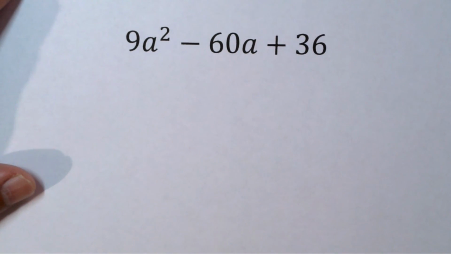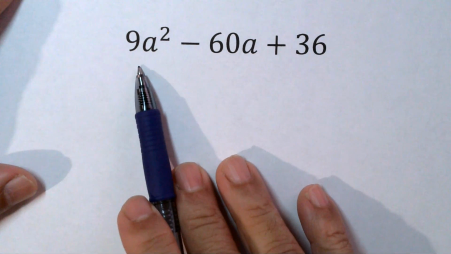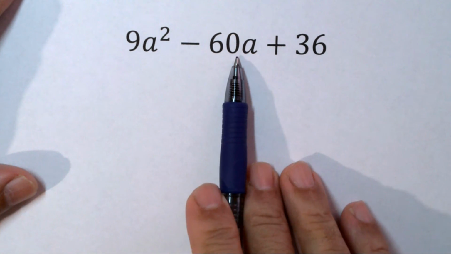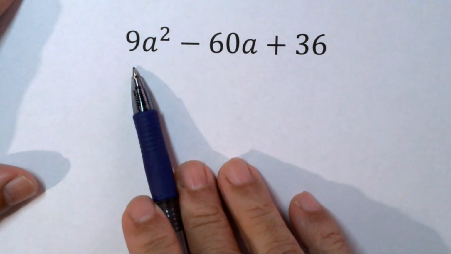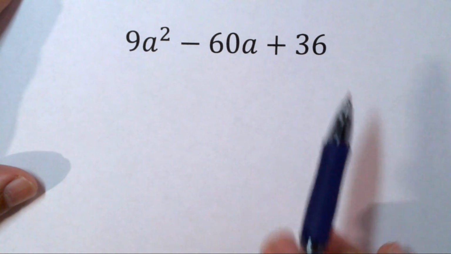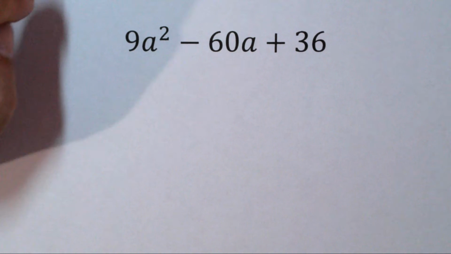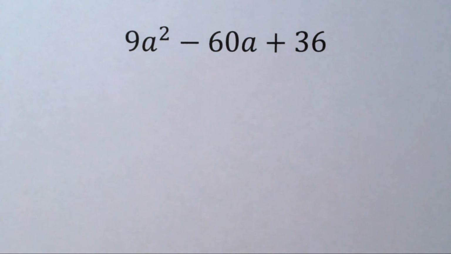Okay, well, this one, does 9 go into 60? No. Does 3 go into 60? Yes. So here's what we're going to do with this one. This one has a GCF, and you always want to take out the GCF. There's a weird thing about this technique that if you don't take out the GCF, it disappears, and you're going to lose points for not having the GCF as part of your answer.